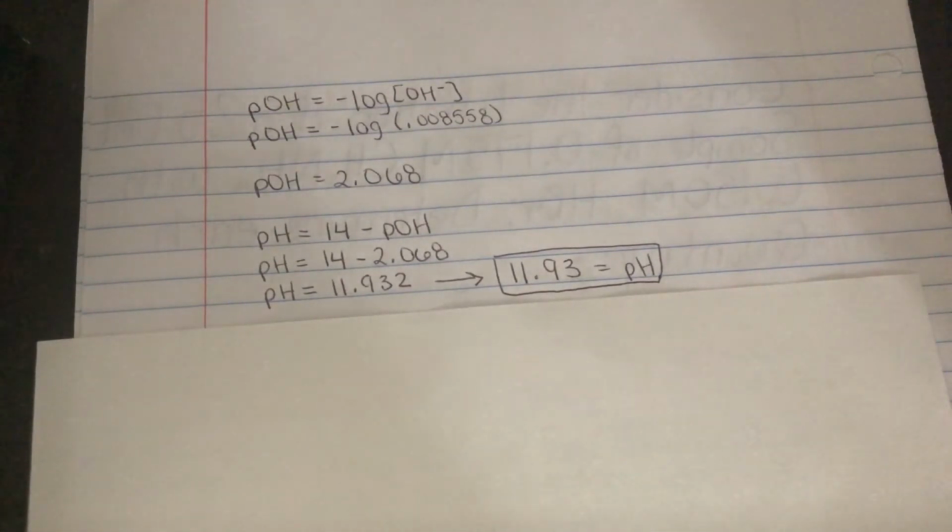So to summarize part A, we have to do an ICE table for the methylamine and solve for the concentration of the OH minus using the equilibrium expression. Then we use that OH minus to solve for pOH, and then we can solve for pH.